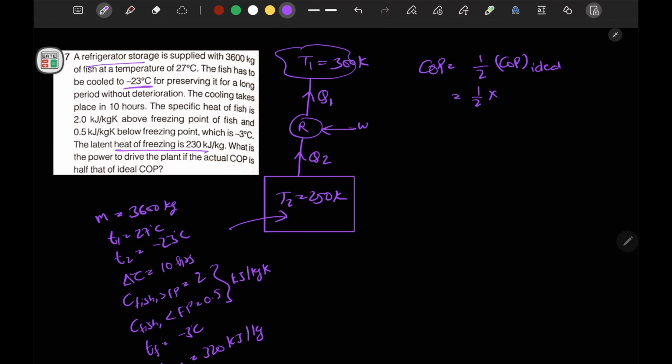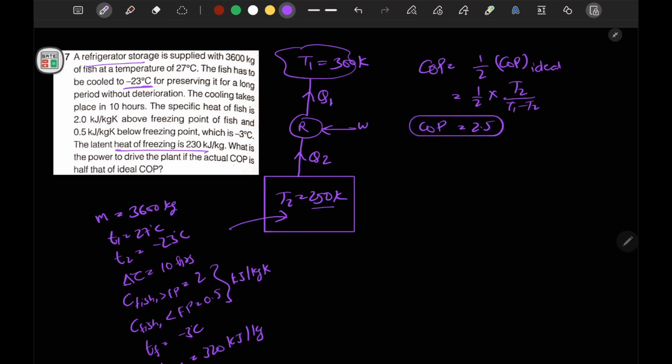Now we have to calculate COP. COP for refrigeration is written as T2 upon T1 minus T2. So T2 is our 250, and 250 divided by 50 is equal to 5 by 2, so this answer is 2.5. So this is our actual COP.